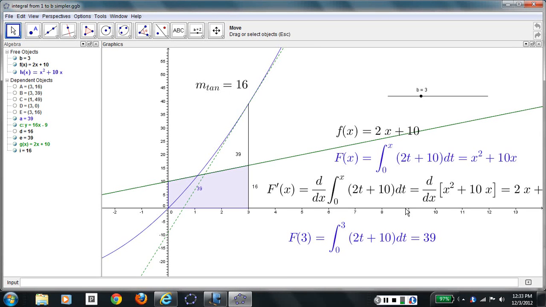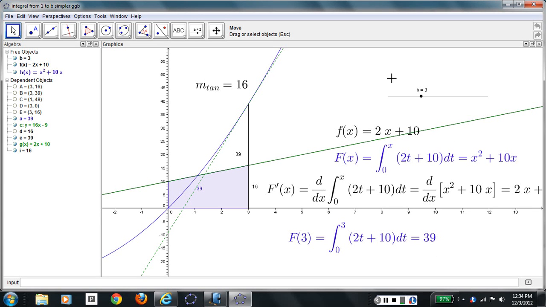Let's look at this, see if we can make sense out of it. It's not crucial that you do make sense out of it, but hopefully this gives you the idea of what we're looking at. Imagine we have a function, f of x equals 2x plus 10. That's our starting point.